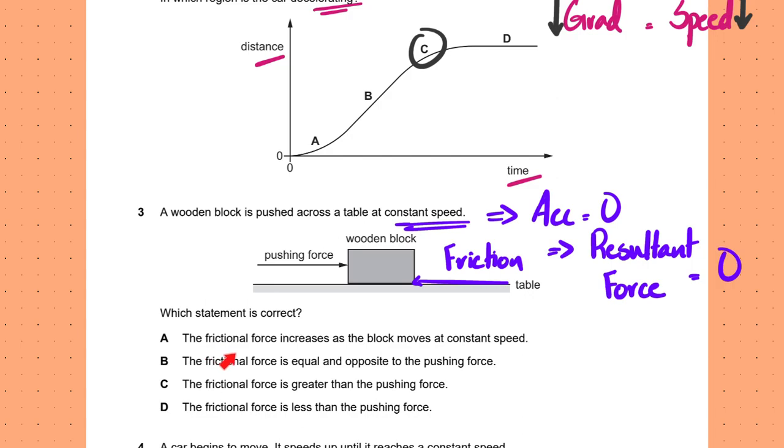This statement is correct: the frictional force increases as the block moves at constant speed. This is wrong. The frictional force, if this were to increase, the block would decelerate. That's not what is happening here, right? If the frictional force increases, then the backward force would be greater and it would slow down. It would decelerate. The frictional force is equal and opposite to the pushing force. This is correct according to the reasoning we just discussed. Frictional force is not greater than the pushing force either, for a reason very similar to what was in A. And the frictional force is not less than the pushing force, because if the pushing force was more than the friction, there would be acceleration, not constant speed.